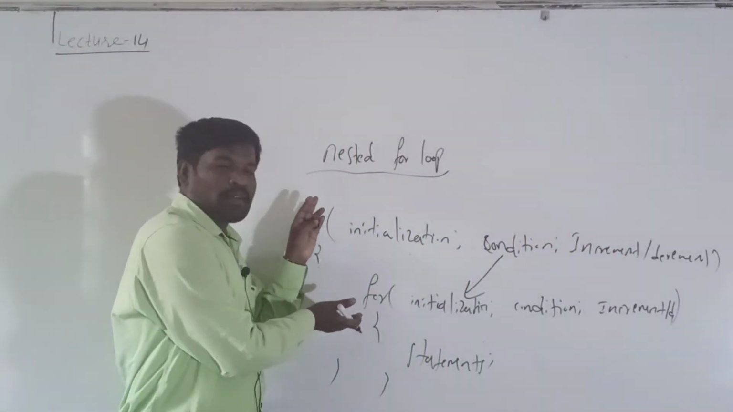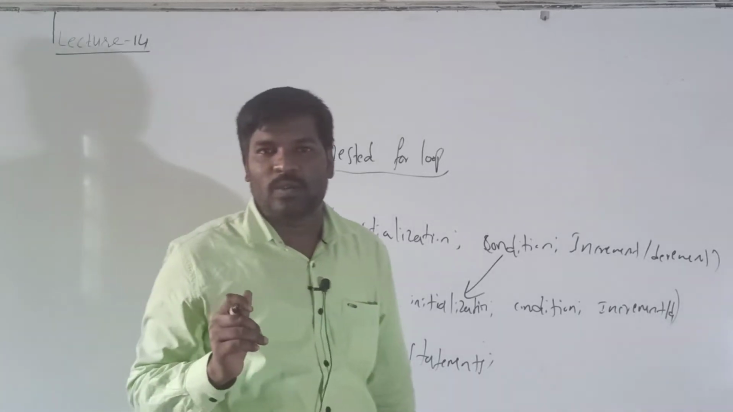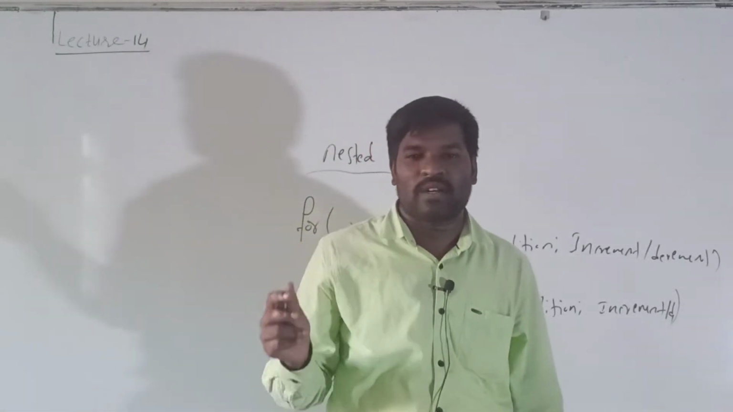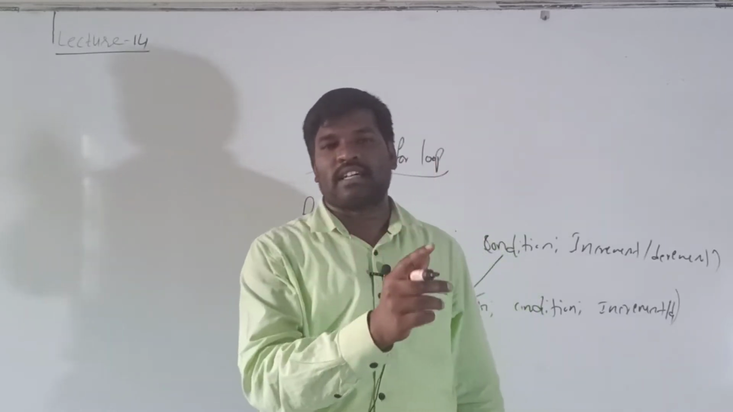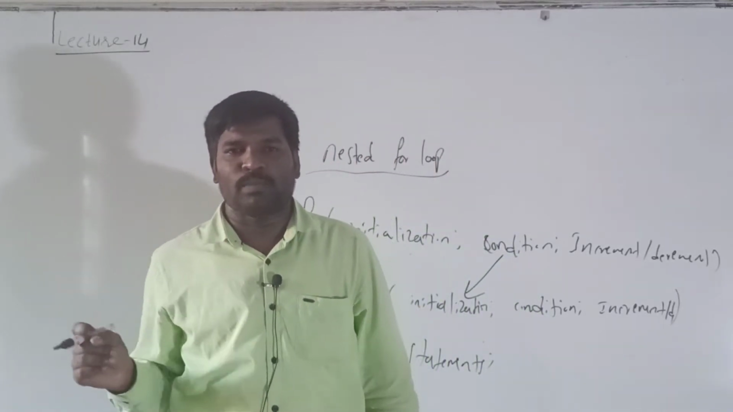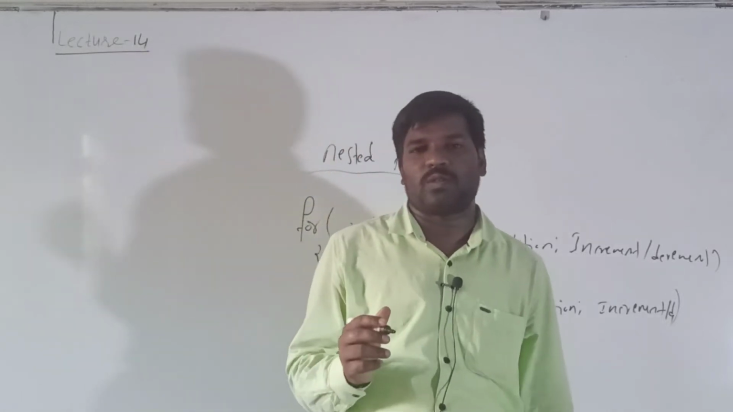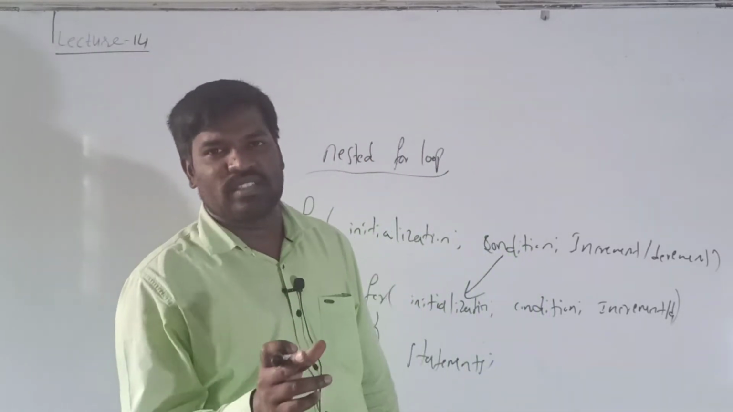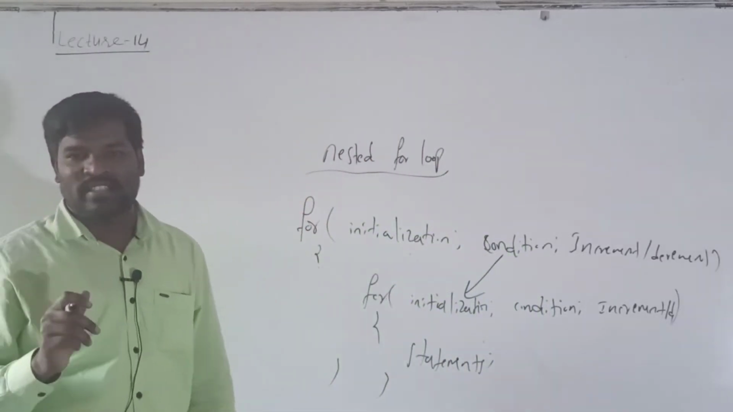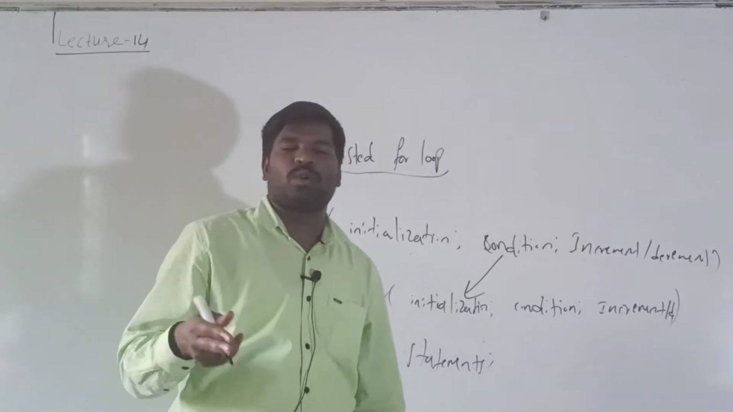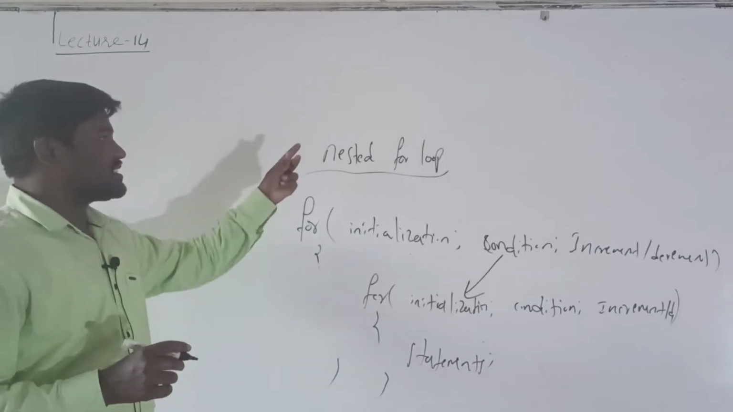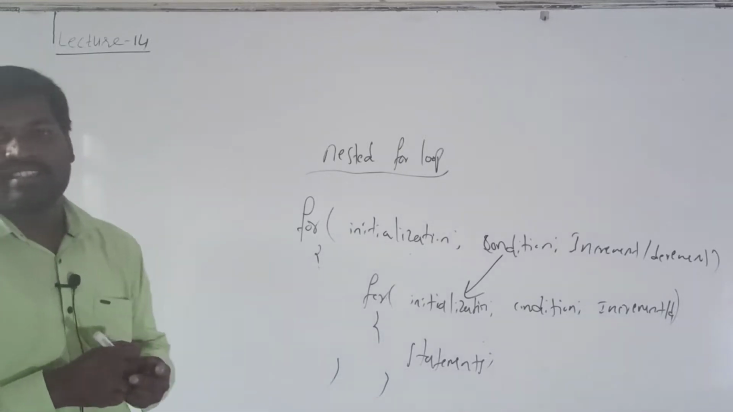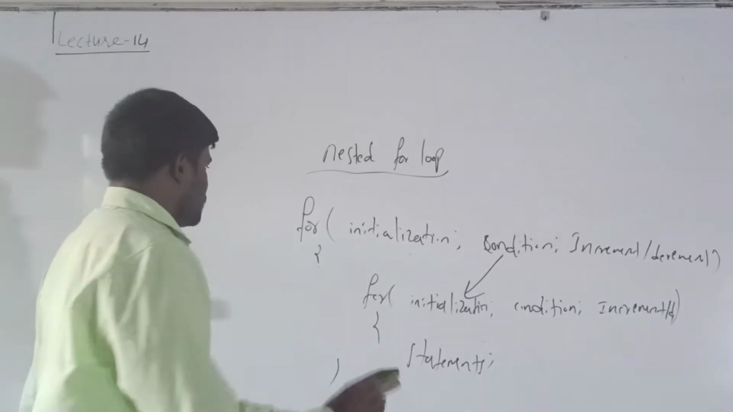The main purpose of the nested for loop is to print values in table format. A table consists of rows and columns. If you use a single for loop, you can print the values either row wise or column wise. If you want to print values in both rows and columns, we have to use the double for loop, that is the nested for loop, a for inside the for loop.